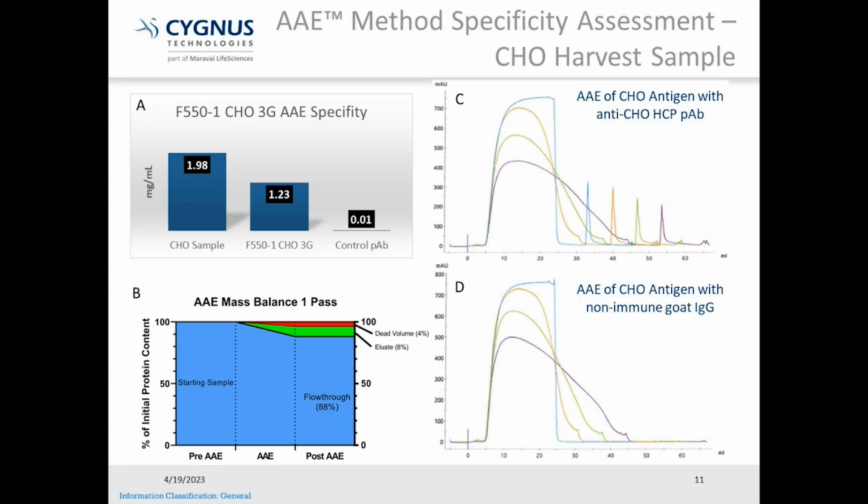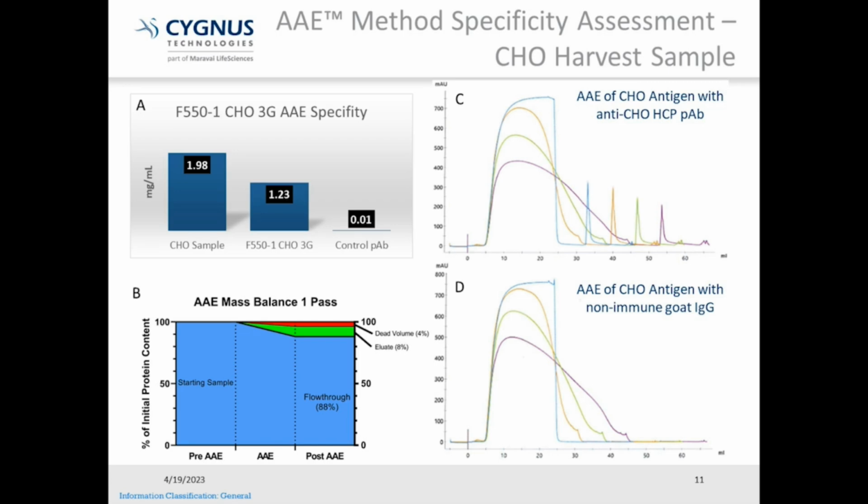In the upper right, we have panel C, the FPLC chromatogram of the CHO antigen with the anti-CHO host cell protein polyclonal antibodies. As you can see, with each pass over the AAE column, a specific elution peak is generated, which decreases with each subsequent pass. This is done a total of 4 times. In panel D, we have the AAE of the CHO antigen with non-immune goat IgG. With the same CHO antigen load, there is no elution peak with the non-immune goat IgG.